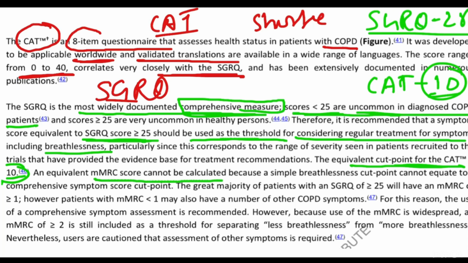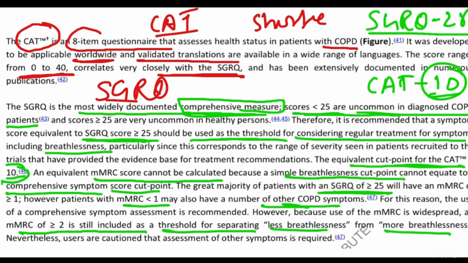An equivalent MMRC cannot be calculated because that is a very simple breathlessness cut point and cannot equate to the comprehensive symptoms score cut point. The great majority of patients with an SGRQ score of more than 25 usually have an MMRC grade of more than one. However, patients with MMRC less than one may also have a number of other COPD symptoms. For this reason, the use of a comprehensive symptom assessment is recommended. However, because the use of MMRC is widespread, an MMRC grading of 2 or more is still included as a threshold for separating less breathlessness from more breathlessness. It means that if a patient has an MMRC grade of 2 or more, then we will consider it like an SGRQ score of 25 and a CAT score of 10.